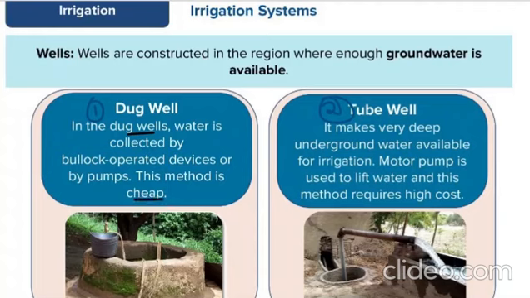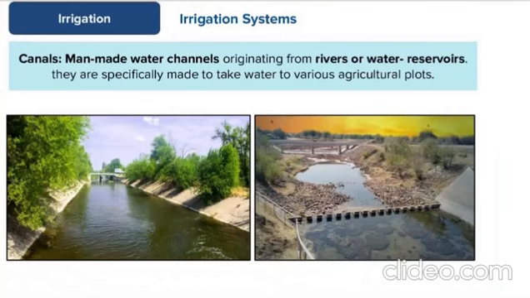Tube well is where you fit a motor pipe very deep in the ground, and when you pump it, the groundwater will come up, and you can do irrigation. So the dug well is cheap and effective. Tube well is very easy to use, but it's high cost to do the entire fitting and everything.